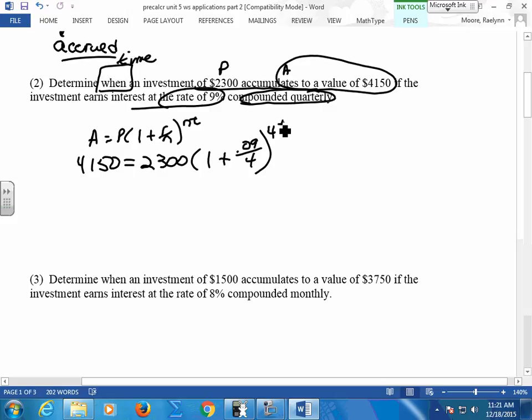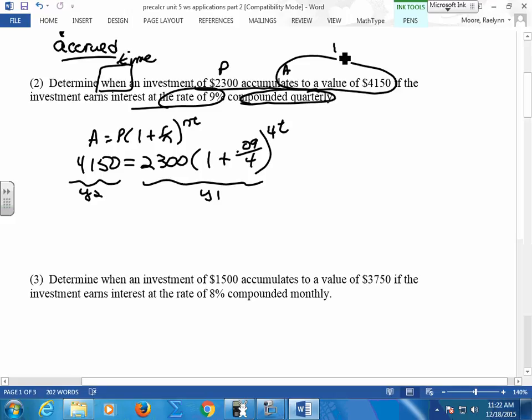What's the 1 plus? That's from your formula. We're still going to use your formula. Now, you can't use the PERT one, this one's compounded quarterly. That one is only when it's compounded continuously. Now, here's the problem. The only way to get an exponent down that's variable is a log statement. We didn't do logs yet, so we're solving this graphically. So graphically, we're going to put this in our y1, we're going to put this in our y2, and we're going to see where they intersect.